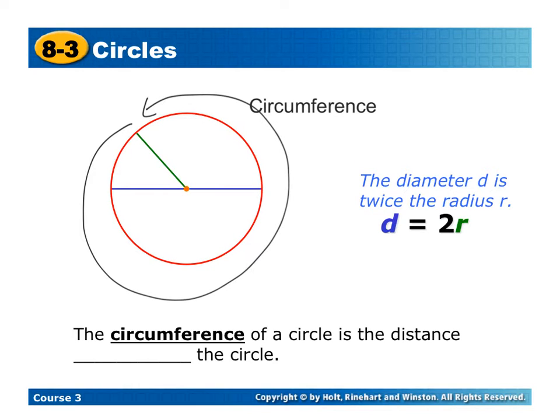In the middle here, we have the center. This green line is the radius. And then this purple line or bluish line is the diameter.